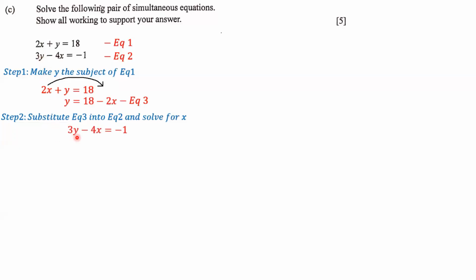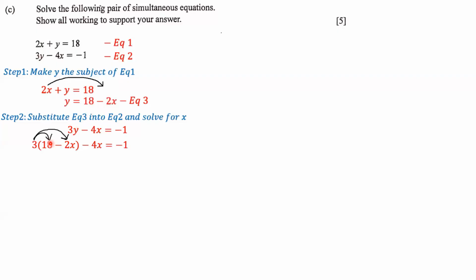And so we have 3y minus 4x is equal to -1. We're going to put in 18 minus 2x, right? Because we substituted our equation 3 into equation 2. So we substituted our value for y. Sorry, we know that y is equal to 18 minus 2x. And so instead of putting y again, we're going to put 18 minus 2x because that's what y is.